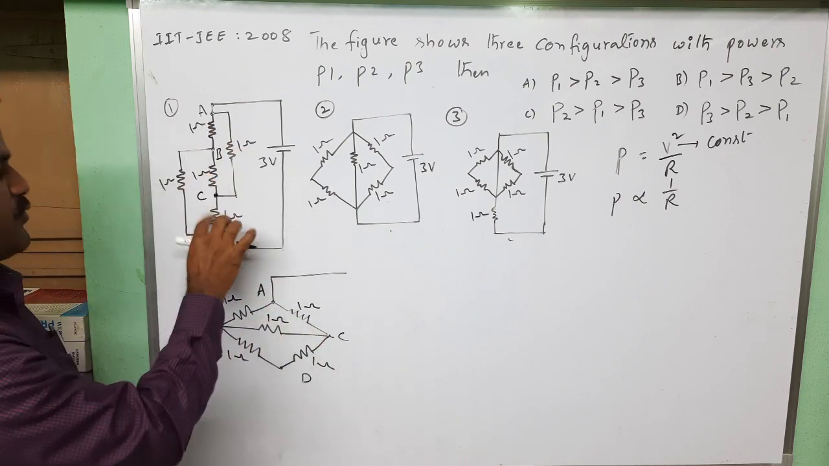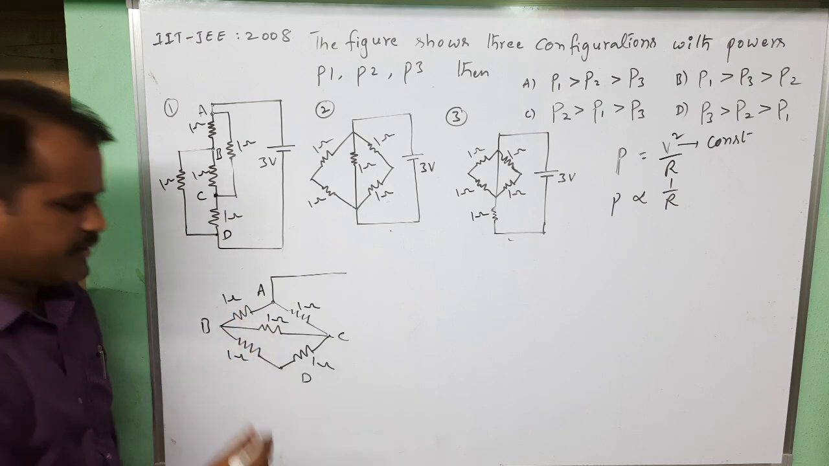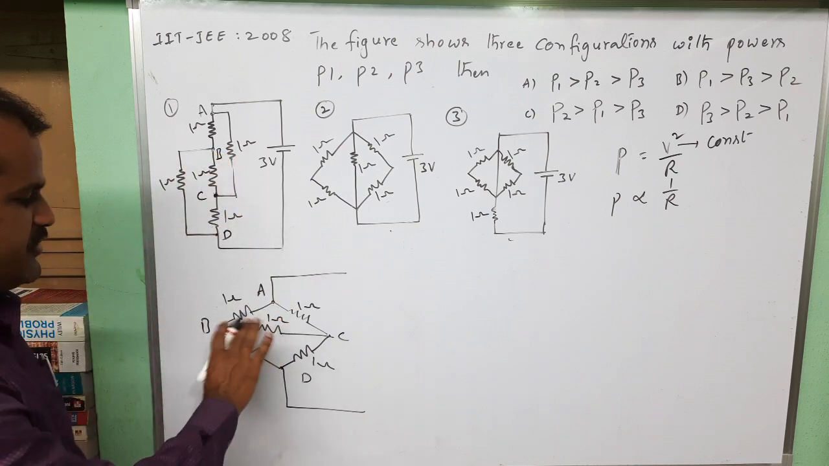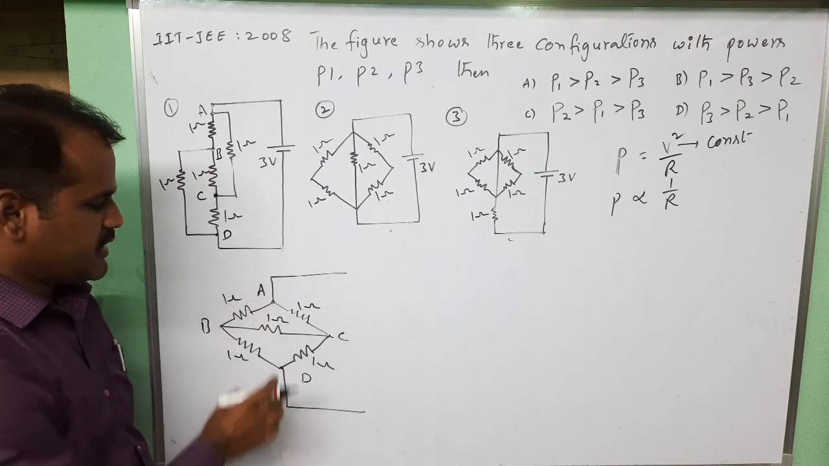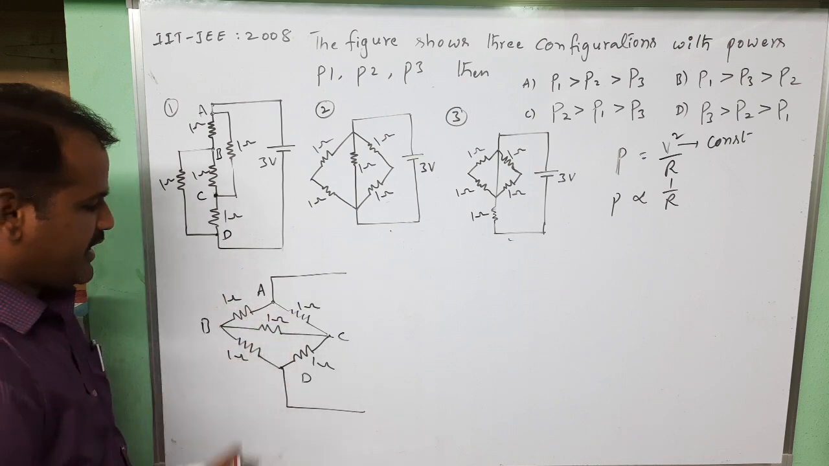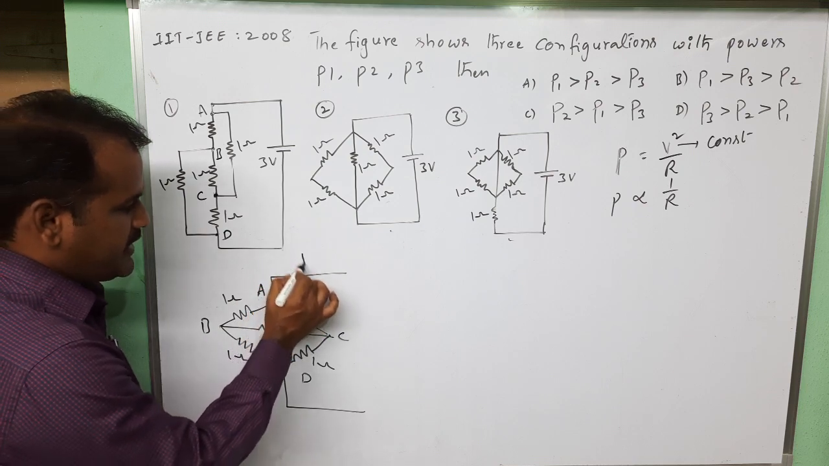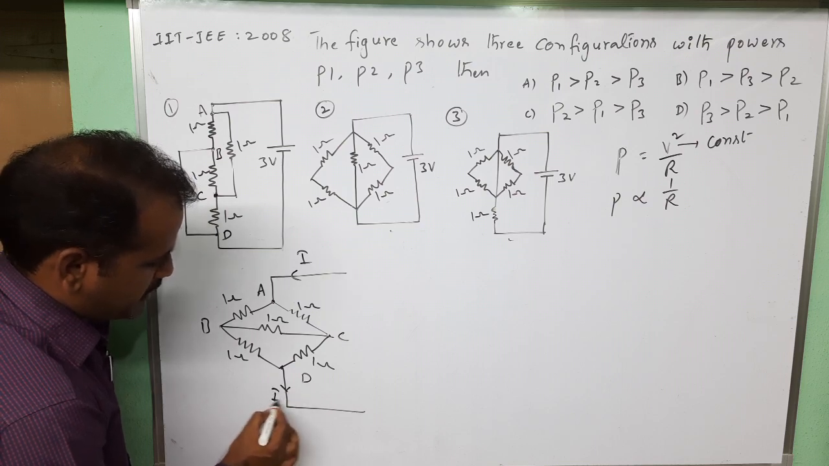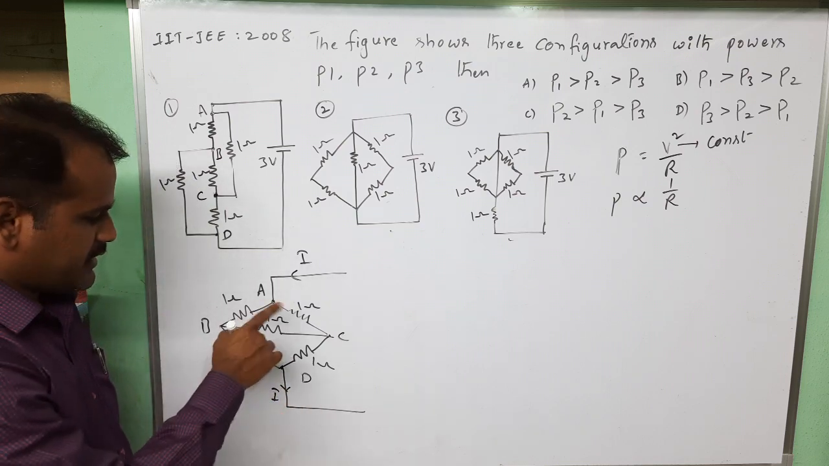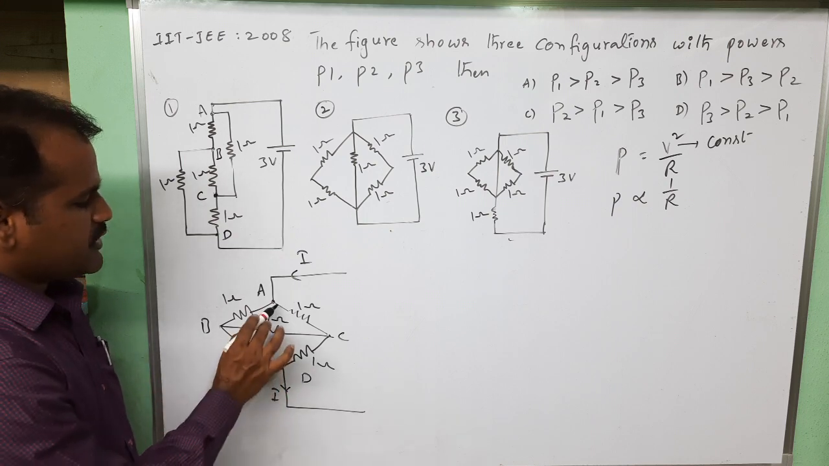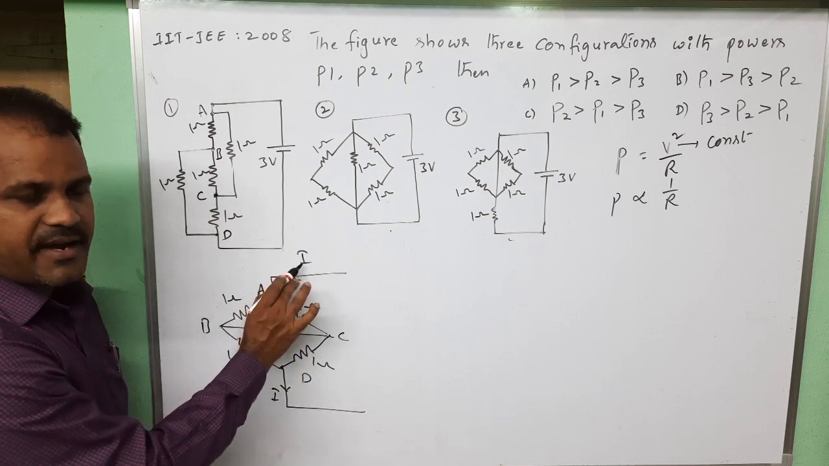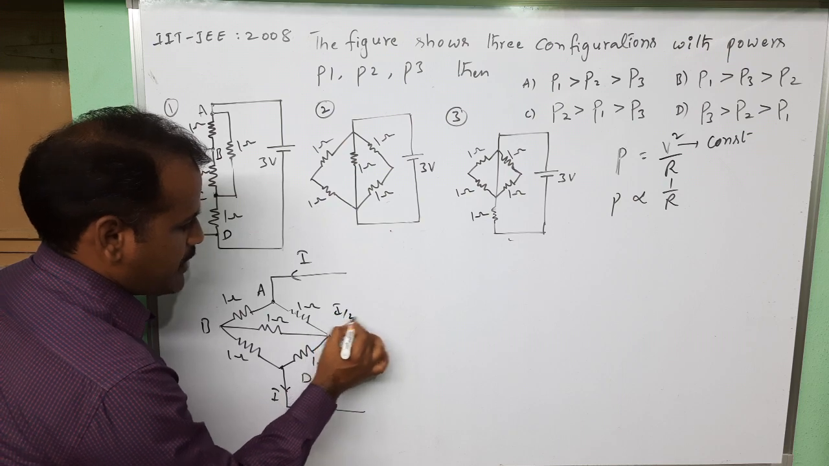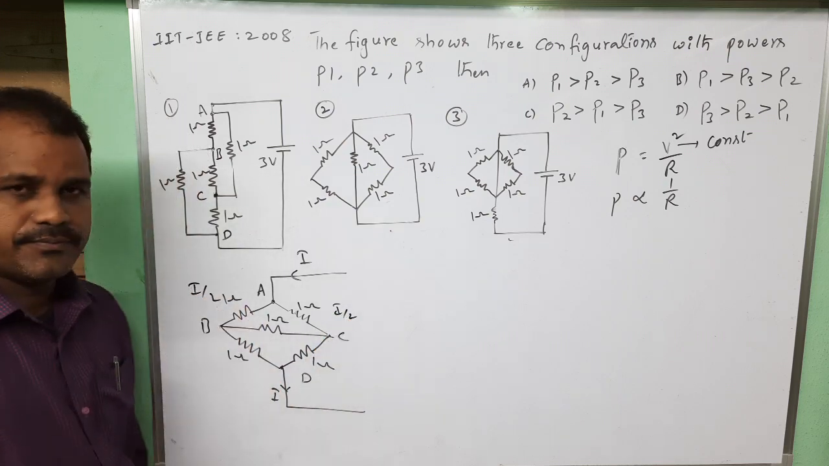Observe there are 1, 2, 3, 4, 5 resistors. Same circuit I am rearranging like this. There is no change in the connections. For the analysis purpose, if the current entering the point A is I, then the current leaving the point D should be the same value I. Observe here also 1 ohm, here also 1 ohm. For this current I, there are two paths with similar networks. That means on this side I by 2 should flow, and on this side also I by 2 should flow.